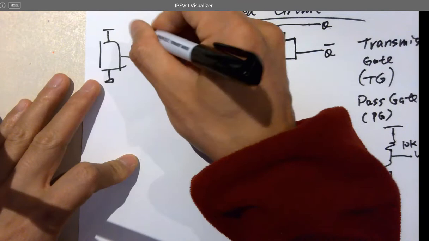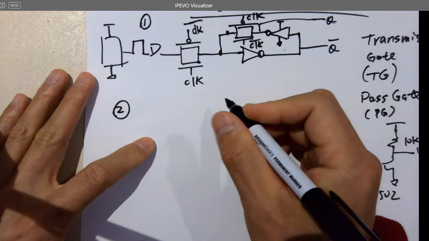So now let's look at edge triggered D flip-flop.